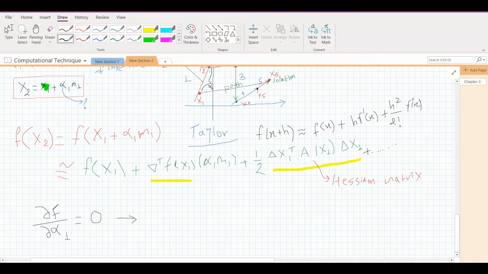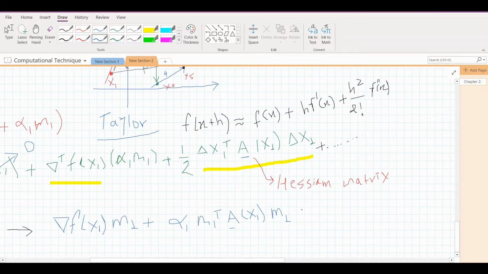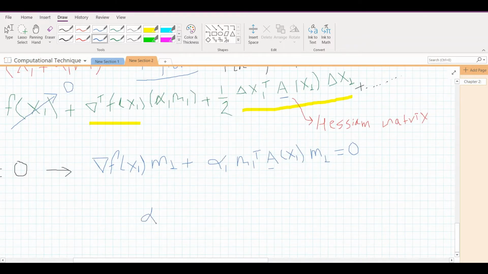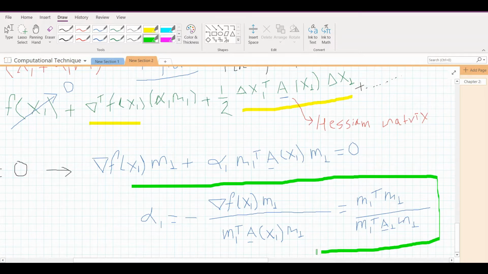The reason we are finding the derivative of the function f of x2 with respect to alpha 1 is that we want to find the minimum length we have to move. The first term will be 0 because there is no alpha 1 term there. Now the remaining term will be plus, which will be equal to 0. When you solve it, you'll get your alpha 1, which will be equal to minus. So there you have it. Now you have your alpha as well. This is your step length.